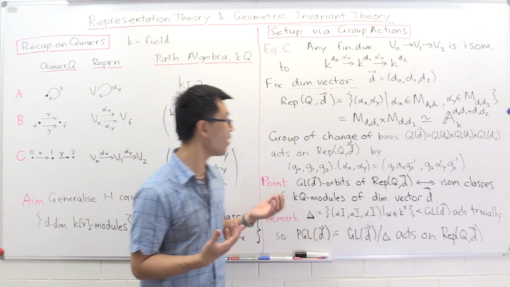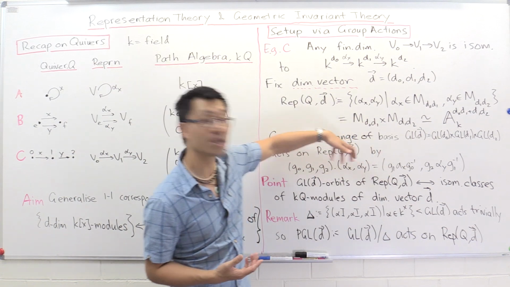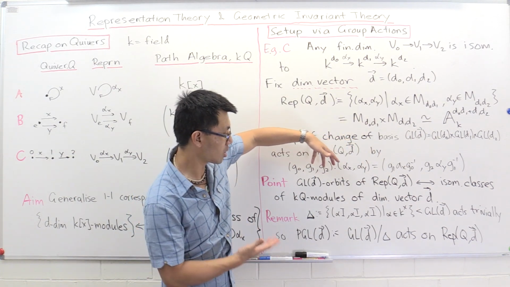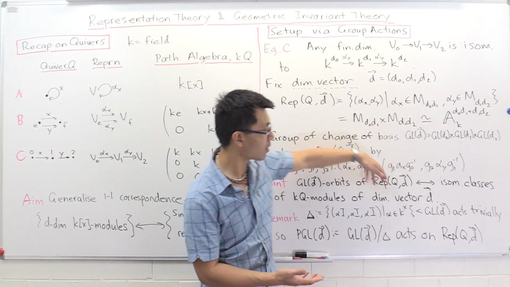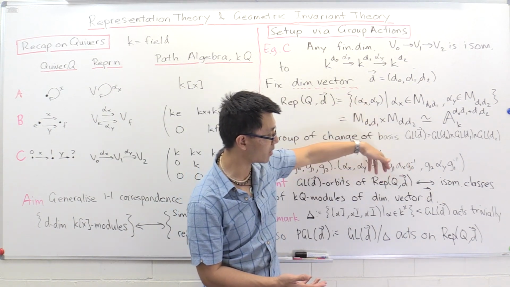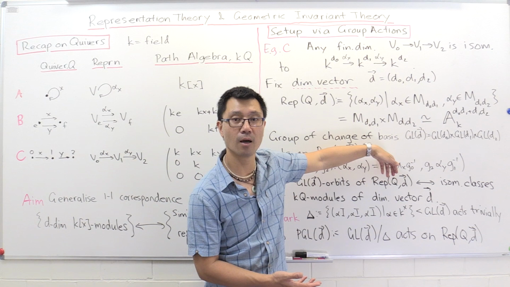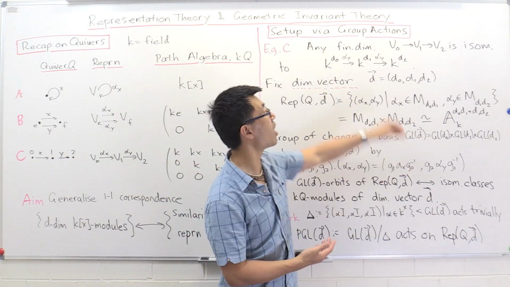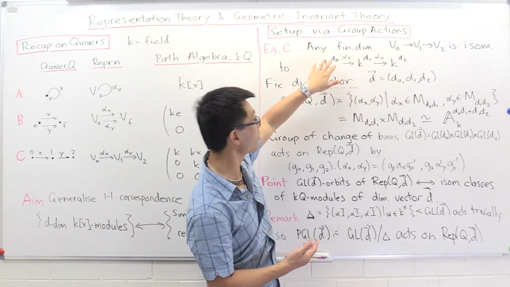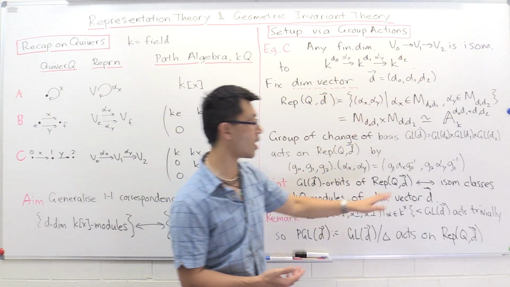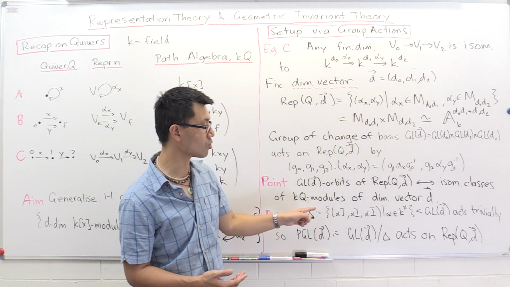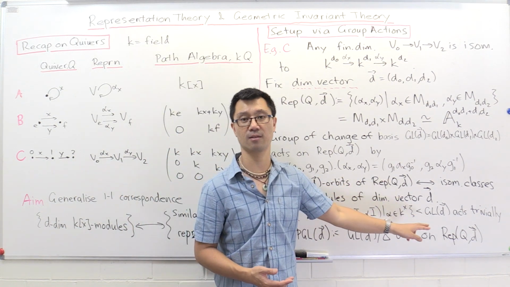Just as we see that, we find that here we have a similar situation occurring. If we look at GL_D orbits of pairs of matrices inside this Rep(Q, D), they correspond precisely to the isomorphism classes of these objects. In other words, they're precisely the isomorphism classes of KQ modules of dimension vector D.